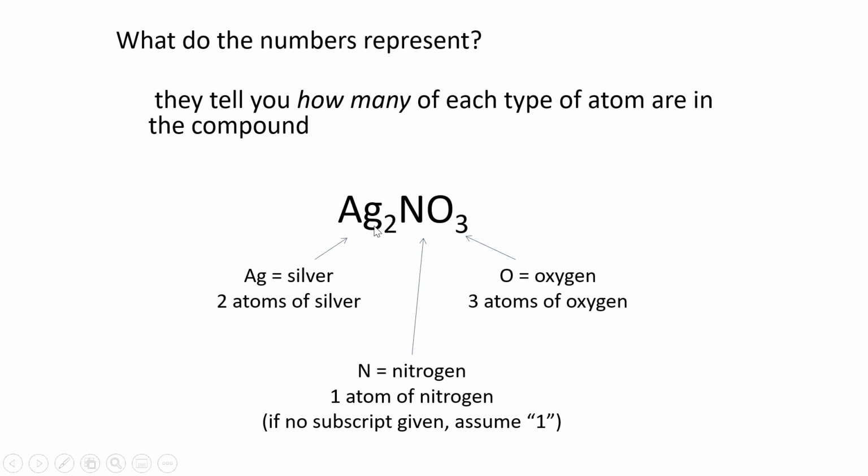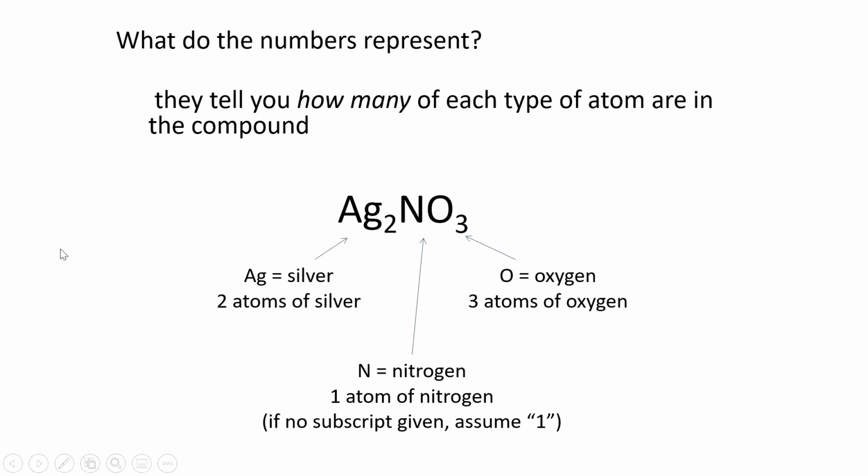And the other piece of information that a formula gives us, it tells us how many of each type of atom are in the compound. So these subscripts over here, like right here, Ag2, so Ag is the symbol for silver, and then this 2 means you have 2 atoms of silver. Over here you've got a 3 by the O, that means you have 3 atoms of oxygen. And then if you see no number there, that means you just have one of them. So there's 1 atom of nitrogen.